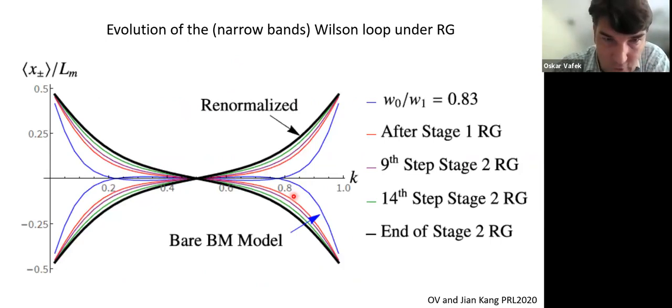Here, the blue curve is the bare value. The red curve is the Wilson loop after the stage 1 RG. And the curves in between are the results of various numerically computed stage 2 steps.